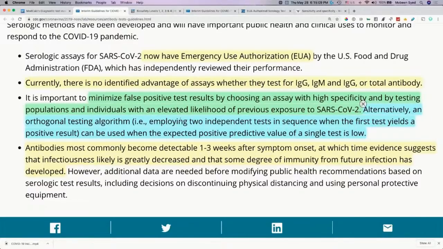Then it is important to minimize false positive test results by choosing an assay with high specificity and by testing populations or individuals with an elevated likelihood of previous exposure. What they're saying here is that if you are going to get tested, the test should be done in those areas where there are outbreaks, where there is more prevalence, where if you are suspecting that you are positive, then there is actually a reason to suspect that. But let's say you're sitting in an area where there are no positive cases or just one positive case and you're far away from that area, if you develop cold-like symptoms, maybe you should just think that this is a cold instead of becoming nervous that you have COVID-19. Antibodies most commonly become detectable 1 to 3 weeks after infection.